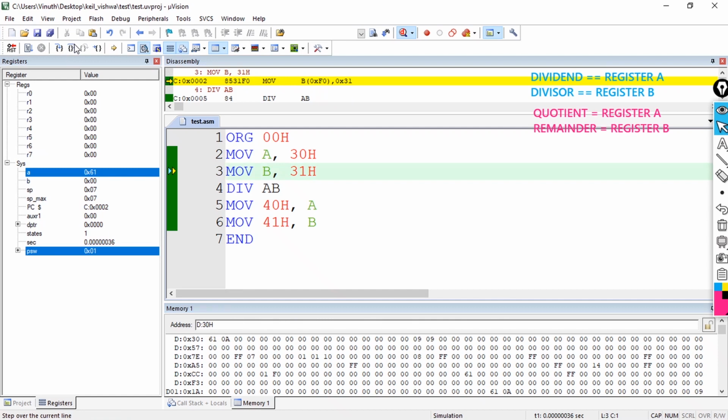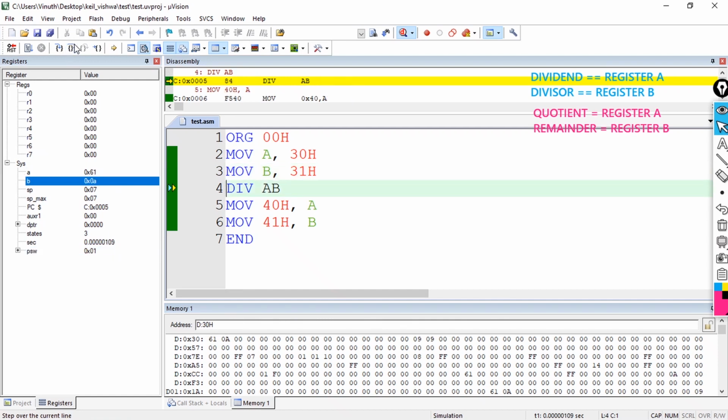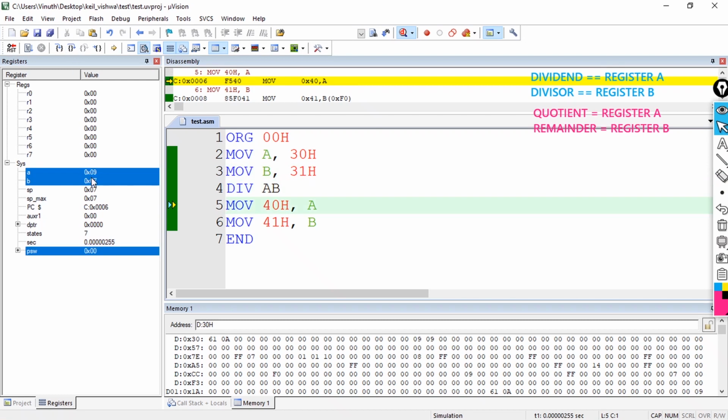So A has been loaded with 61 hexa, and then B has been loaded with 0A hexa. After division, you can observe where the quotient is. Since the quotient is 09, it is being stored in register A, and the remainder, that is 07, is being stored in register B. And you can observe over here, I am having 09 and 09 at the 40 and 41 hexa locations present over here.